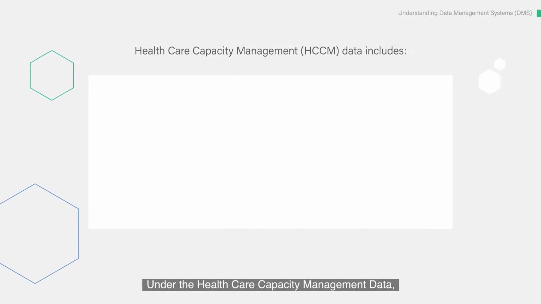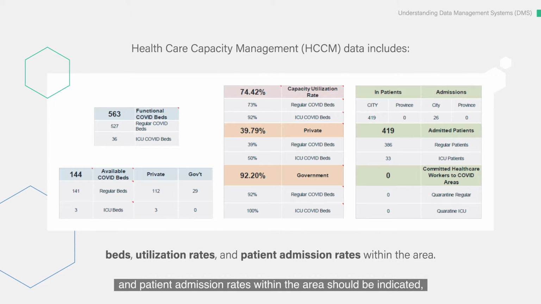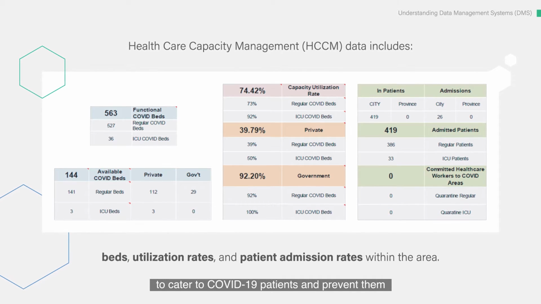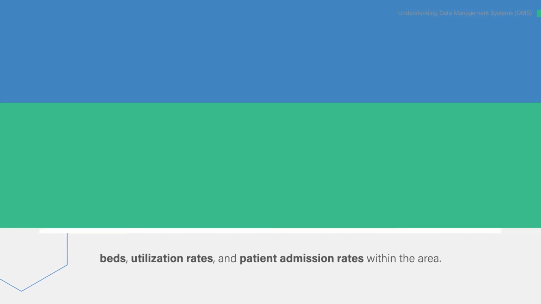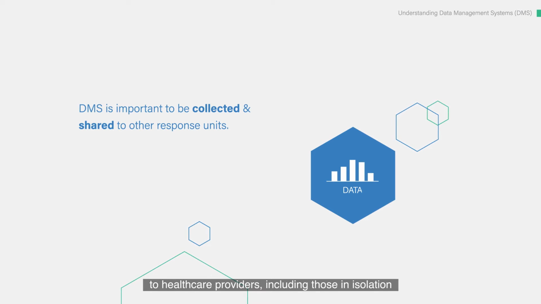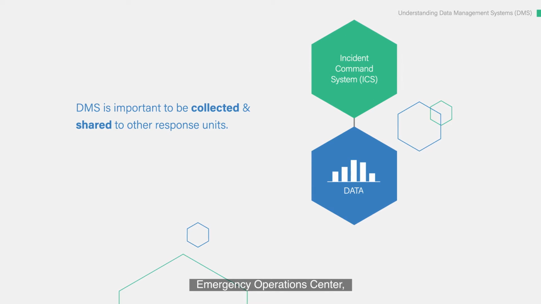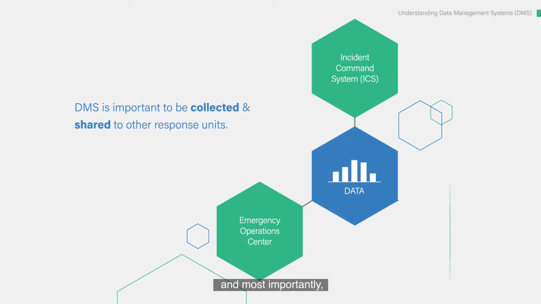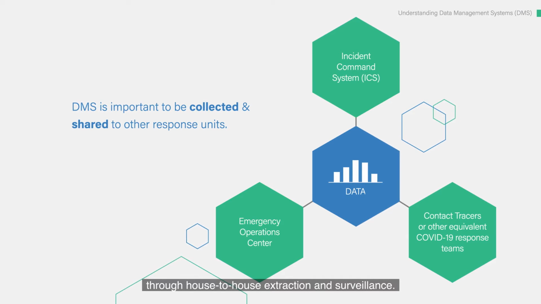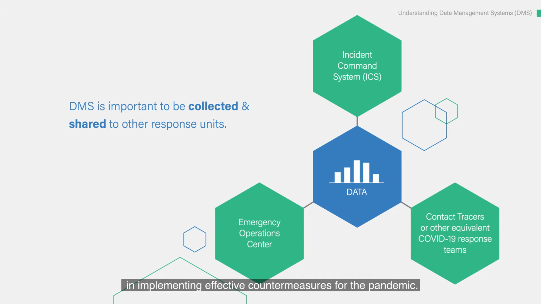Under the healthcare capacity management data, information about beds, utilization rates, and patient admission rates within the area should be indicated, as these numbers will reflect the locality's capacity to cater to COVID-19 patients and prevent them from hopping from one hospital to another. The DMS involves both collection and sharing of data to healthcare providers, including those in isolation and quarantine facilities and response units such as the Incident Command System or ICS, Emergency Operations Center, and most importantly, the team of contact tracers who must respond quickly to new cases through house-to-house extraction and surveillance. By sharing data, all units can work collectively in implementing effective countermeasures for the pandemic.